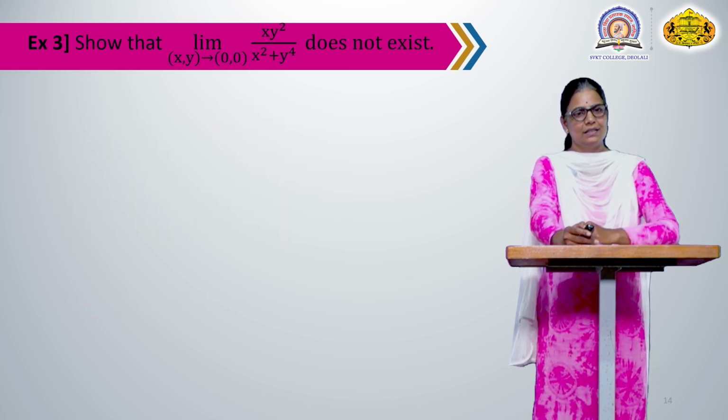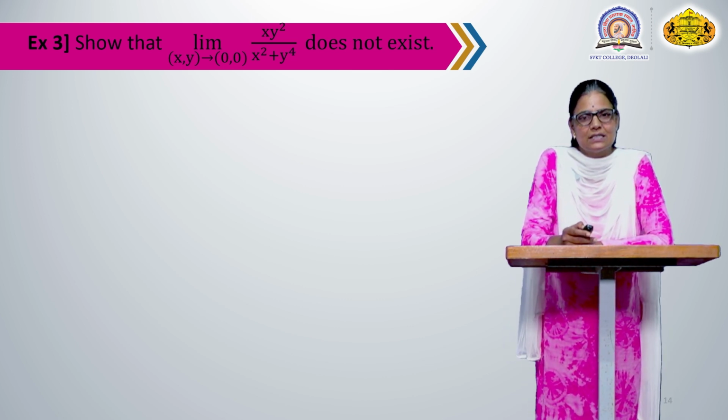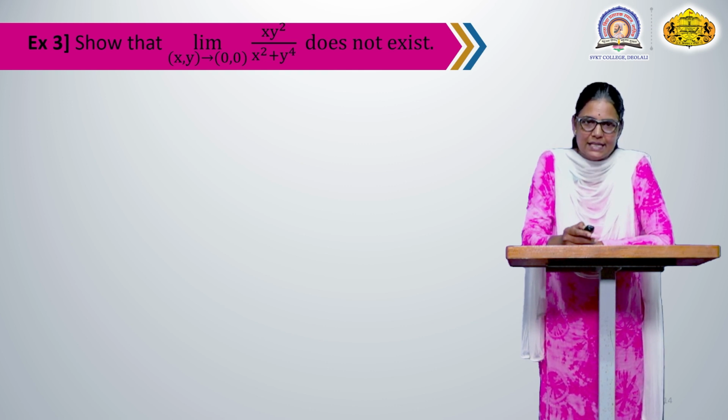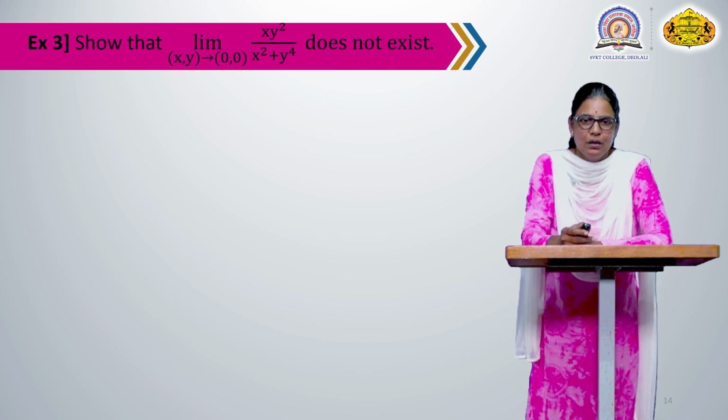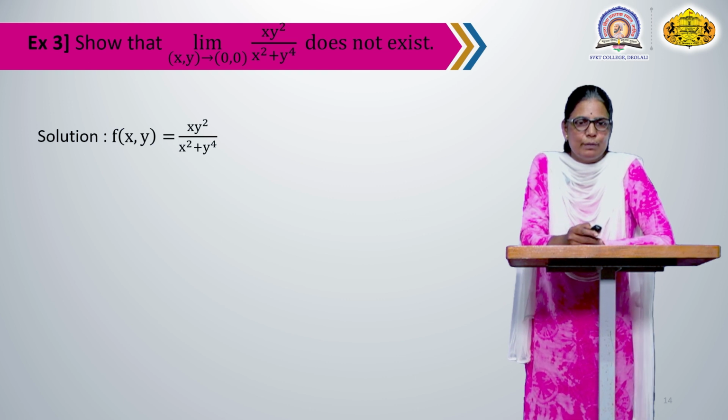So now this is the third example. Show that the limit of x into y square upon x square plus y square, as (x, y) tends to (0, 0), does not exist. So now here the function is f of (x, y) equals x into y square upon x square plus y square.